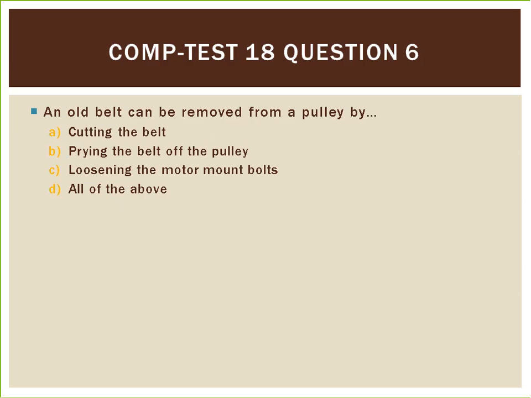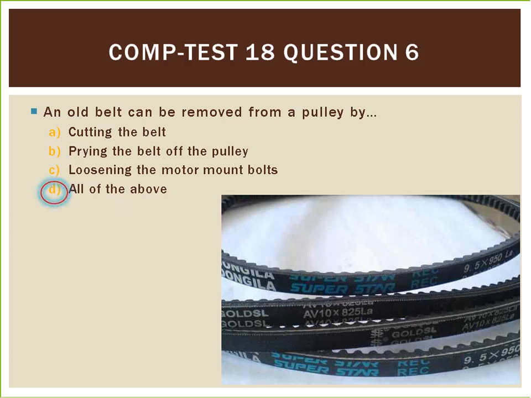CompTest 18, question number 6. An old belt can be removed from a pulley by: A, cutting the belt; B, prying the belt off the pulley; C, loosening the motor mount bolts; or D, all of the above. Answer D is the best answer here, because answers A, B, and C are all correct.